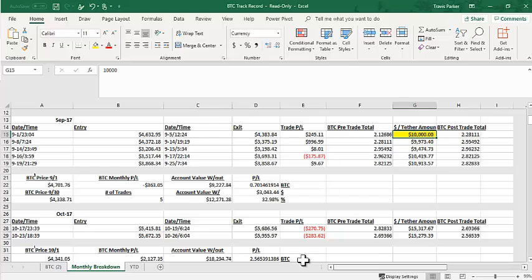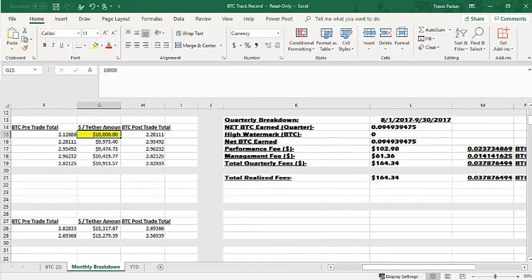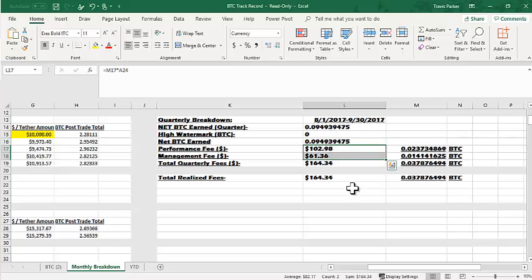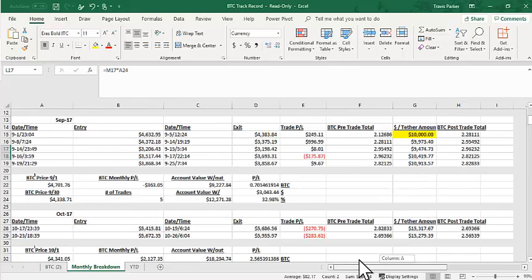This was originally done for the fund that I was creating. So what it has on a quarterly level is a quarterly breakdown of management and performance fees. It'll have the amount earned each quarter, high water mark, the net coins earned after the high water mark, performance fees, management fees. So what I'm going to do is remove this.